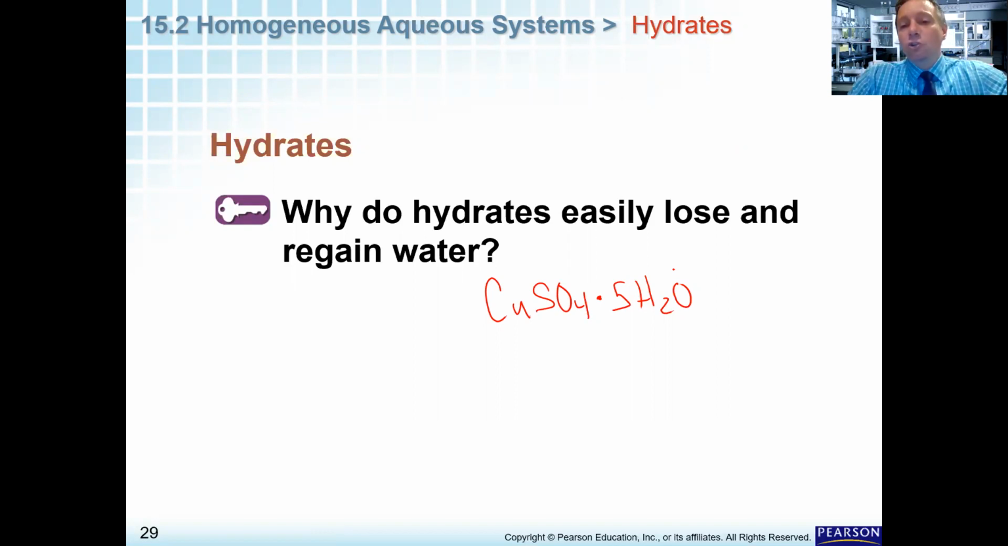So why do hydrates lose or regain the water easily? We did a lab a little bit earlier in the year where you actually had some copper 2 sulfate pentahydrate in a test tube. And it was this nice sky blue color. And you laid it on a hot plate. So here you had this test tube, and inside you had this fine powder right here. And then you have the hot plate right here.